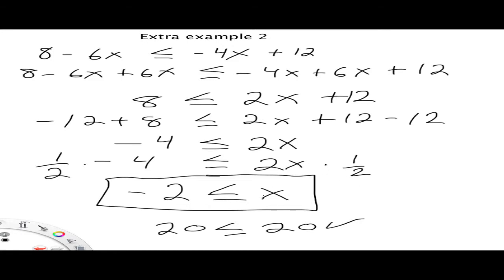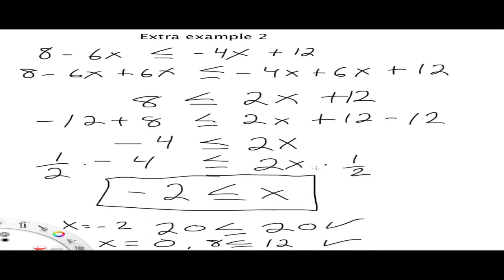Does it check for something where x is greater than that? Well, you know what's greater than negative 2? 0. So this was for x equals negative 2. For x equals 0, what do we get? We get that 8 is less than 12. And indeed, 8 is less than or equal to 12. So that checks as well. I've got my two checks for this example.